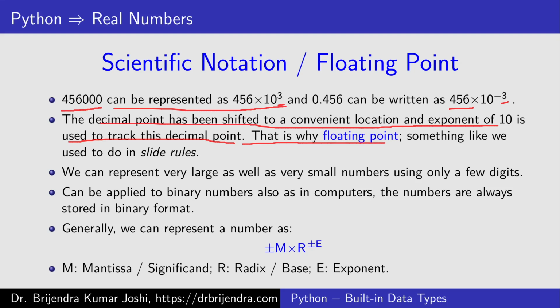It is something like we used to do with slide rules. In slide rules, if you performed a calculation, the pointer would remain at one place indicating 10 power 1 also, 10 power 2 also, 10 power 3, etc. So you need to estimate the correct exponent value. With this notation, we can represent very large as well as very small numbers using only a few digits.